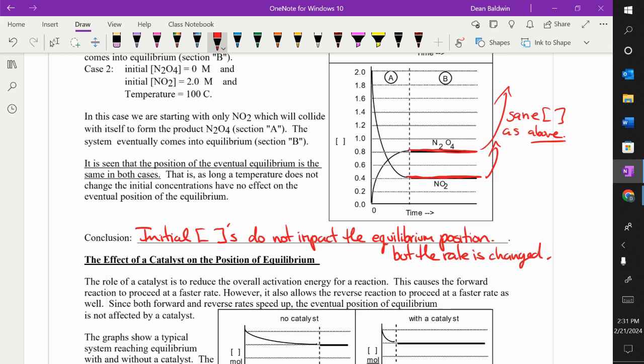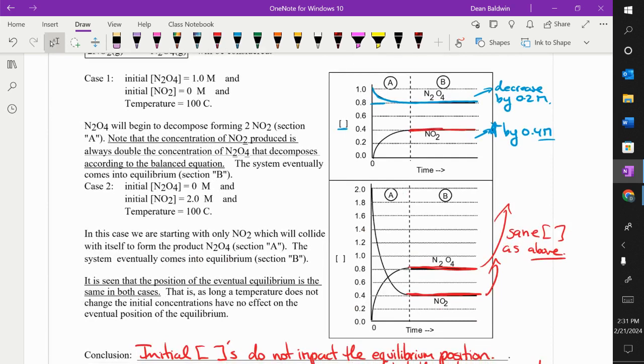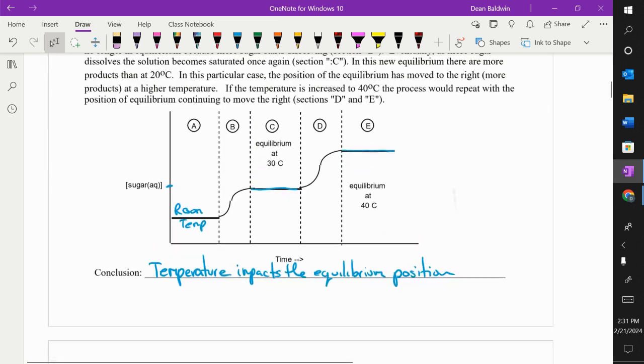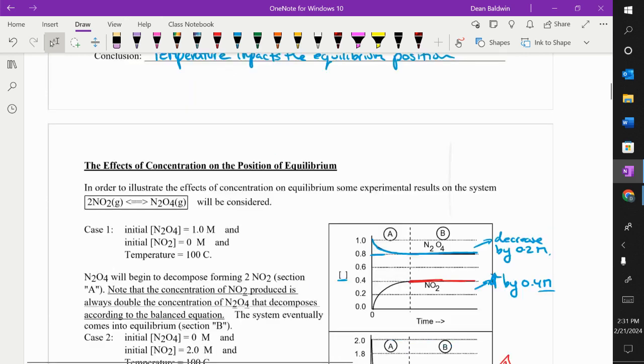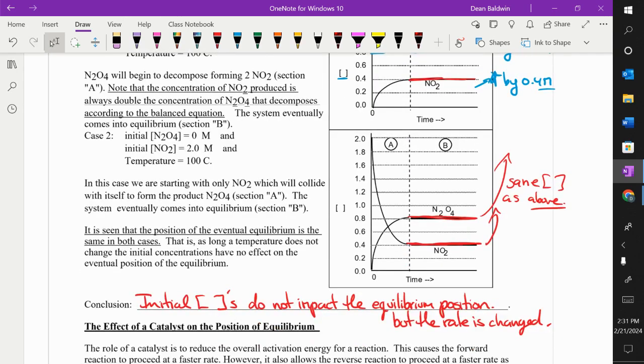And I just want to note, what would happen if I changed the temperature? These are at the same temperature. Why is it important they're at the same temperature? Because temperature does change the equilibrium, right? Which is what this thing says. Temperature will shift the equilibrium. So if you're going to perform an experiment like this, you have to be at the same temperature.